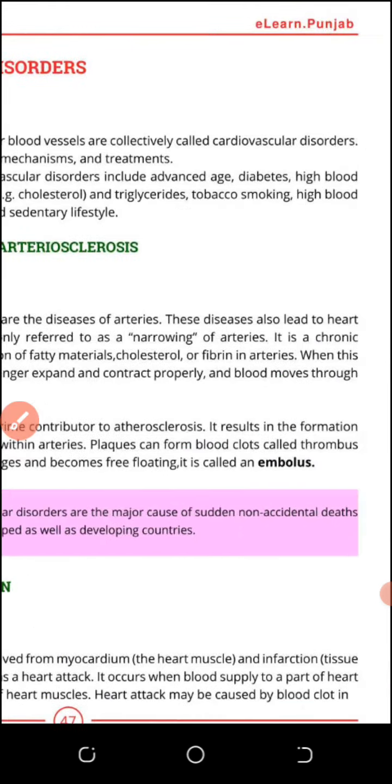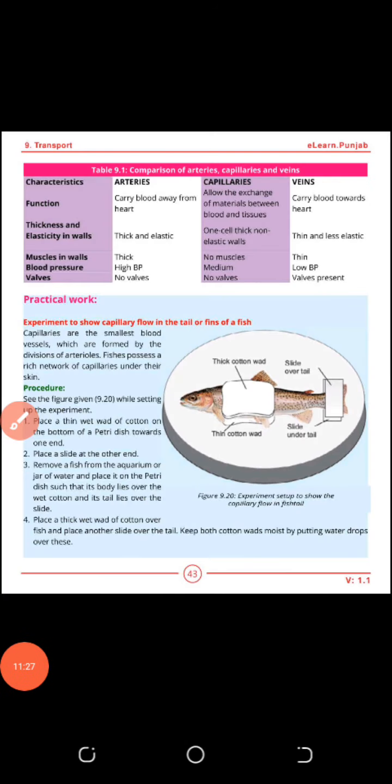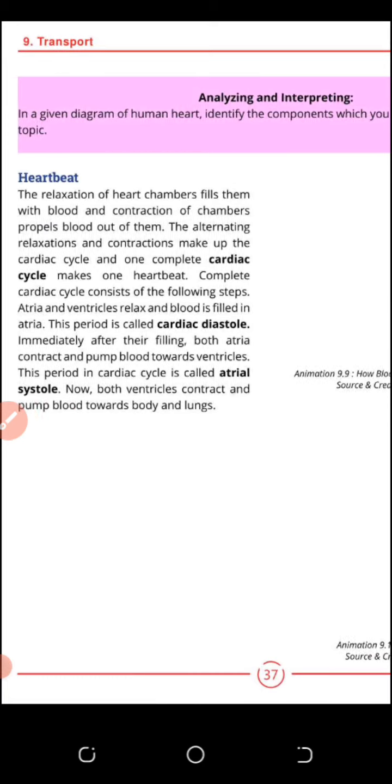Cells which are present in the blood are red blood cells and white blood cells. Red blood cells are erythrocytes, and red blood cells consist of a pigment called hemoglobin, and hemoglobin transfers the oxygen to all parts of the body.